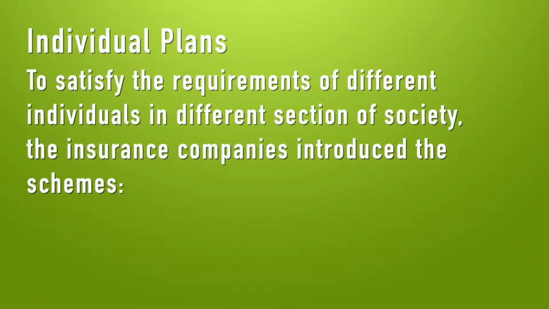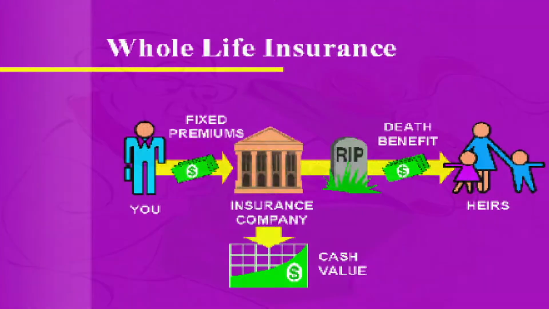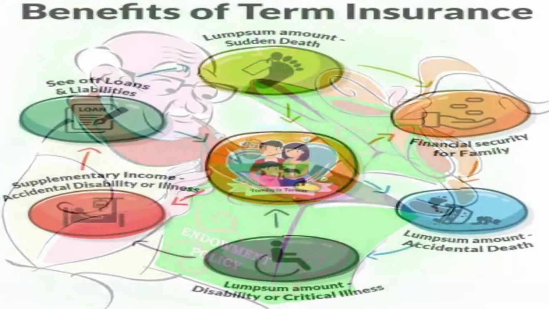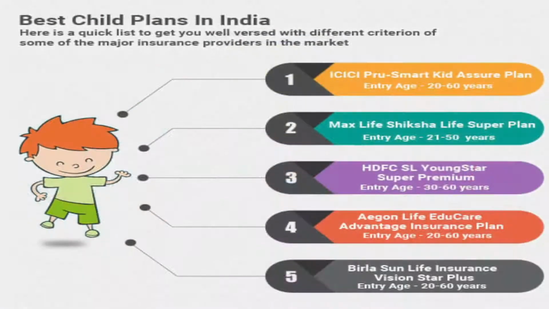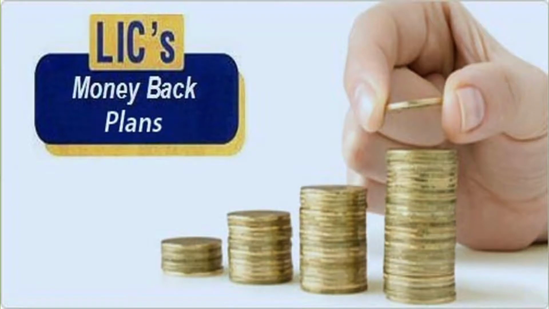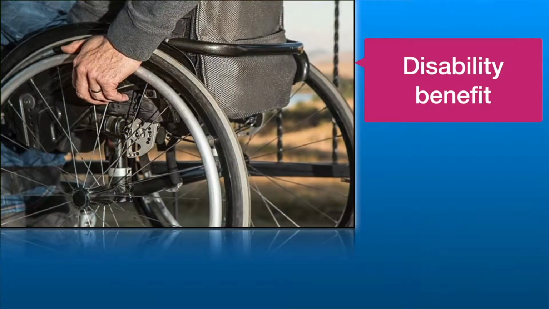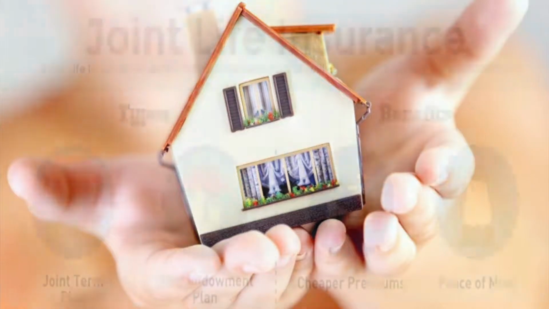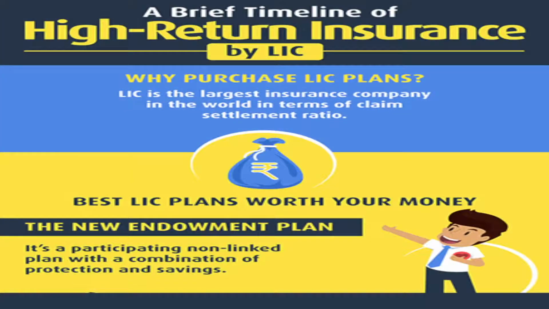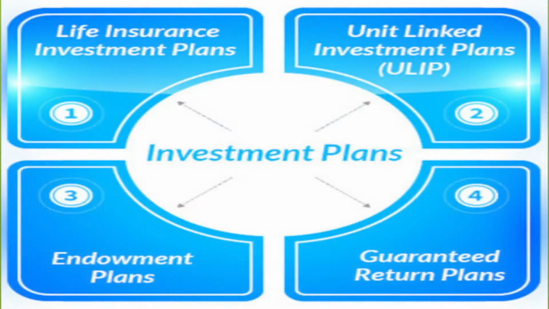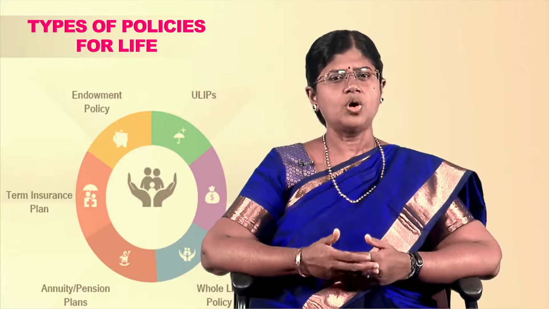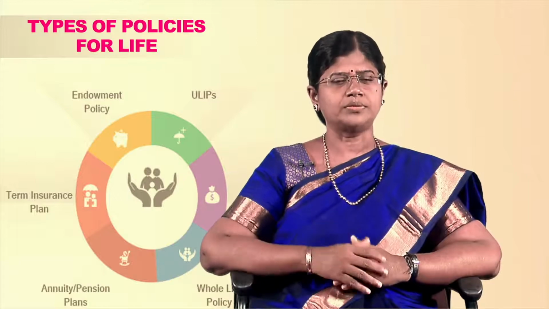In individual plans, to satisfy the requirements of different individuals in different sections of society, the insurance companies introduced these schemes. They are whole life scheme, endowment schemes, term assurance plans, plans for needs of children, periodic money back plan, plans for the benefit of handicapped, plan to cover housing loan, joint life plan, plan for high worth individuals, investment plan. Let us discuss all these policies one by one.